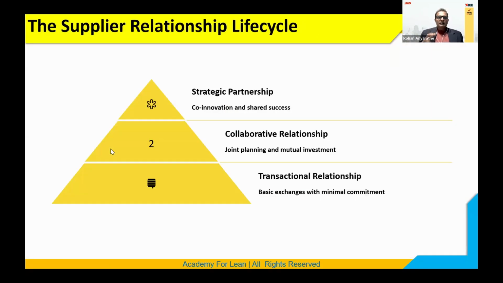And there are 3 cycles when it comes to supplier relationship, right? Please try to understand. Strategic partnership is one of the areas to look at. That means you do hand in hand innovation and shared success, right? If you are working as a strategic partnership with the supplier, then you should have a mechanism to do some innovation and share successes, and you have to share your success with them.